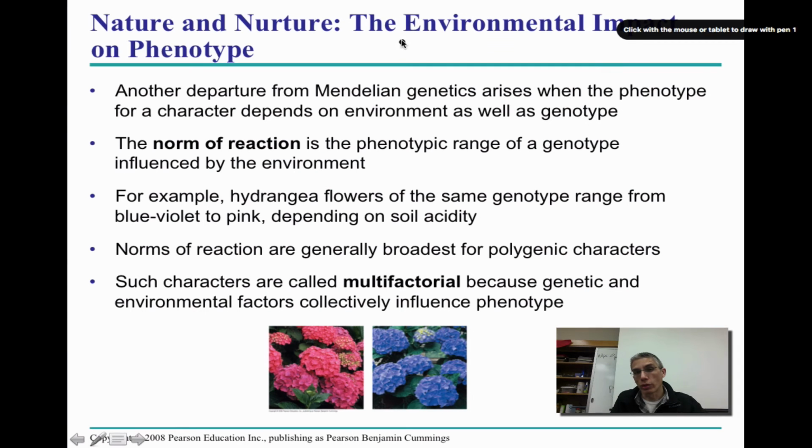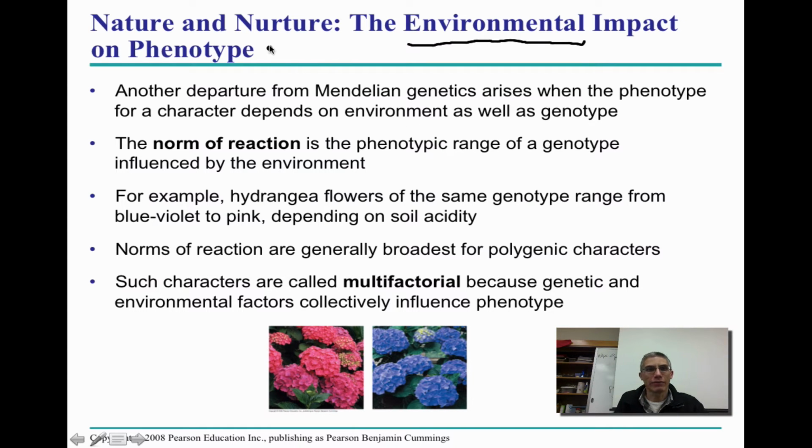Now, something that's really important for us not to forget about is that the environment can have a huge impact on the phenotype that we actually see in an organism. So we need to consider Mendelian genetics, and it's really important when it comes to the phenotypes that we're going to see, but sometimes the environment can really have a significant impact. So the norm of reaction is the phenotypic range of a genotype as it's influenced by the environment itself.